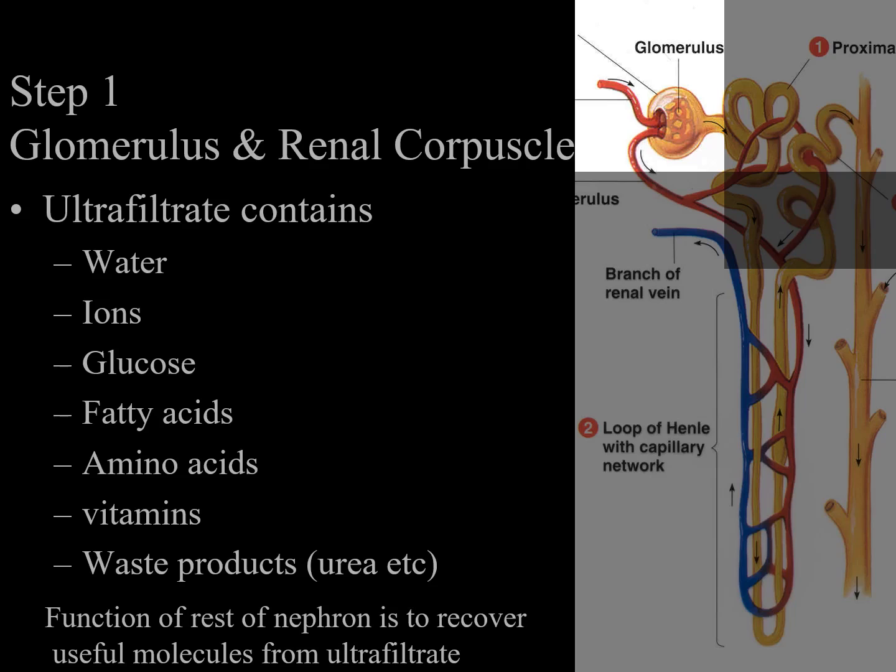So all the stuff that's going to wind up in the urine is in the ultrafiltrate, but what we're going to do with the rest of the nephron is recover the things that we want to hang on to, while keeping the toxic things still in the urine, keeping that out of the blood.